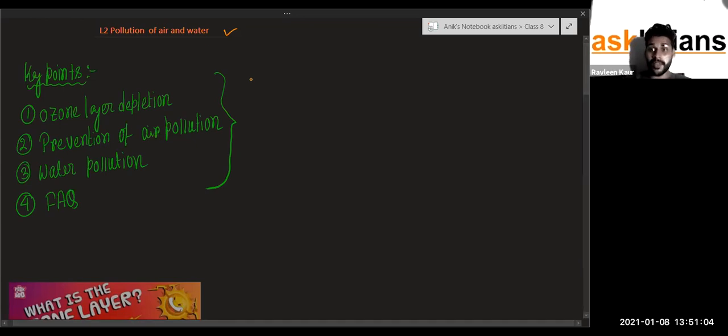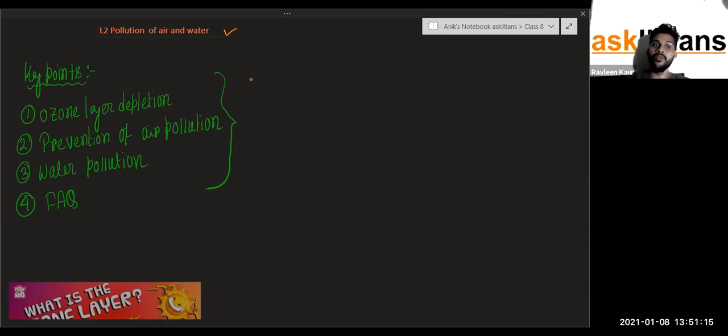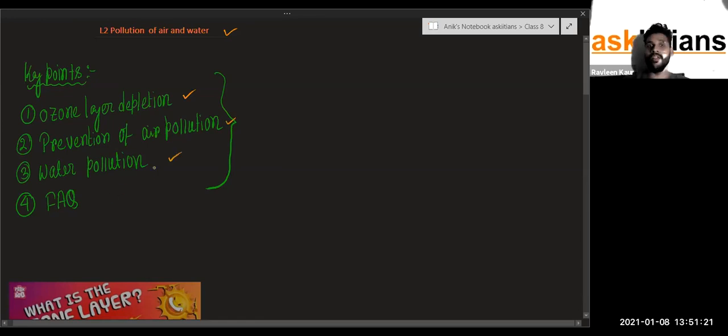Now, after we have completed the first part, the first lecture, in the second lecture I'm just going to revise everything for a moment. After that we would move on to the key points that you can see: ozone layer depletion, prevention of air pollution, water pollution, and different FAQs. The first thing today is the revision of the previous class, which is the greenhouse effect. I think you remember what the greenhouse effect was.